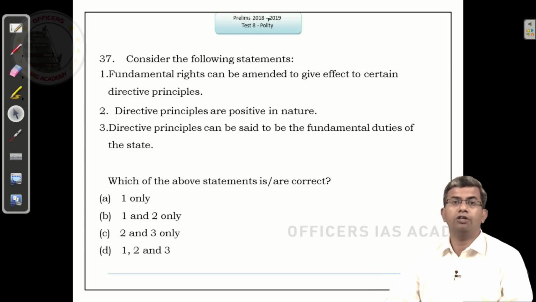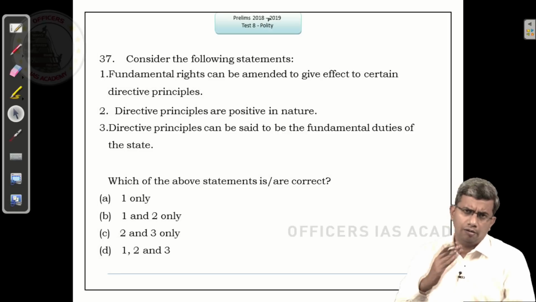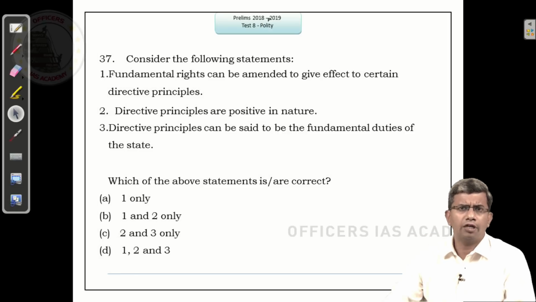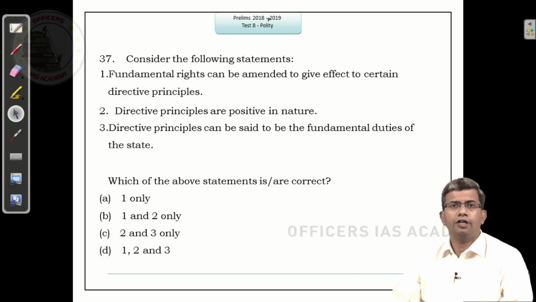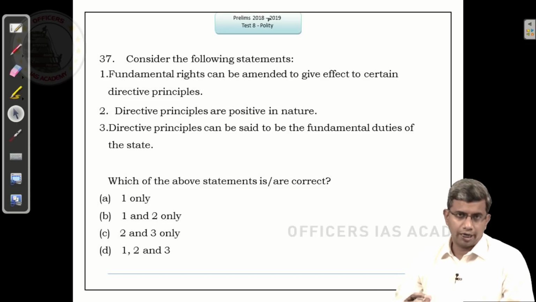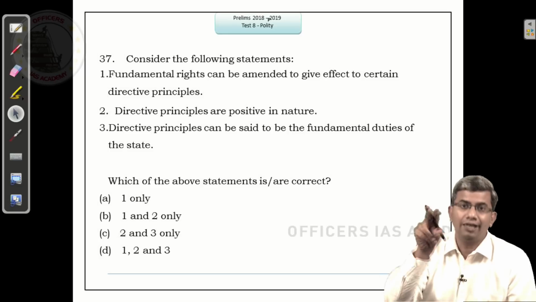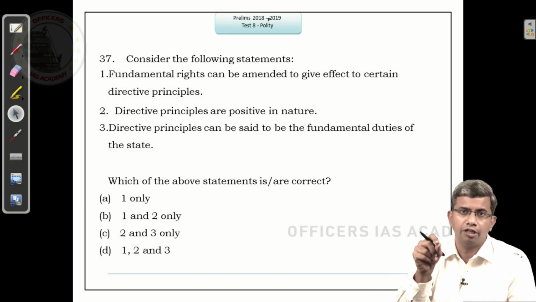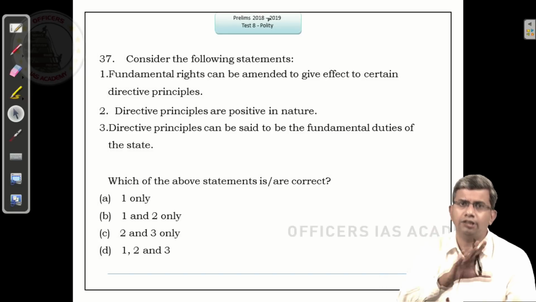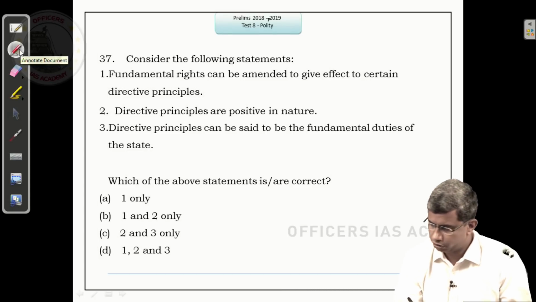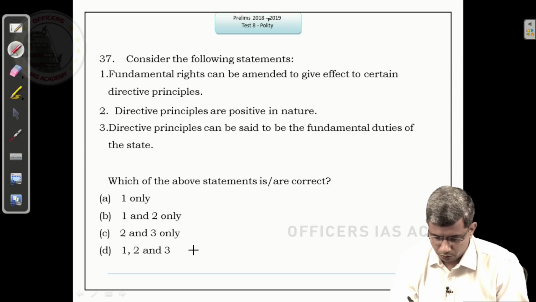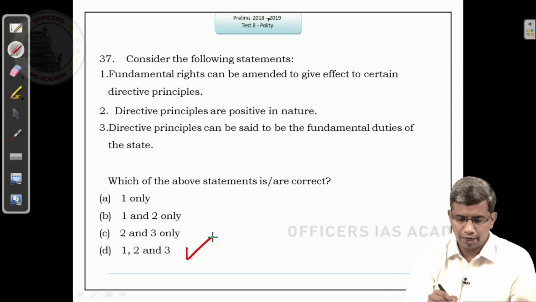Fundamental rights can be amended to give effect to certain directive principles, meaning right to property was deleted in 1978 because it was to give effect to Article 39B or 39C for equitable distribution of wealth. So it can be amended to give effect to certain directive principles, primarily 39B and 39C, and now of course basic structure cannot be touched, otherwise any part of the constitution can be amended. So the correct answer for this is 1, 2 and 3, right?